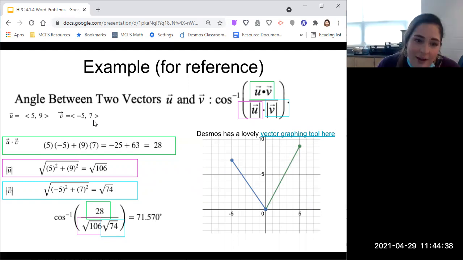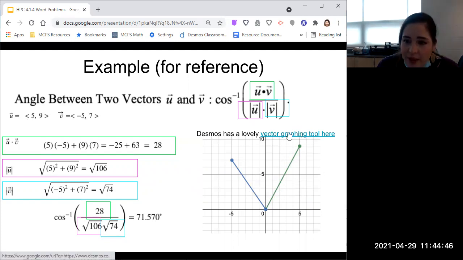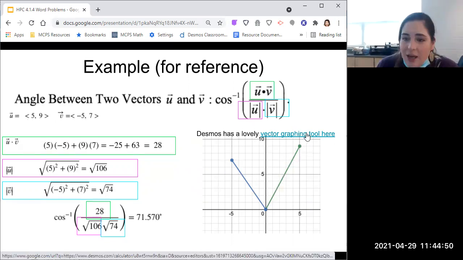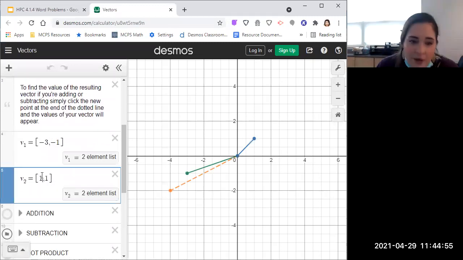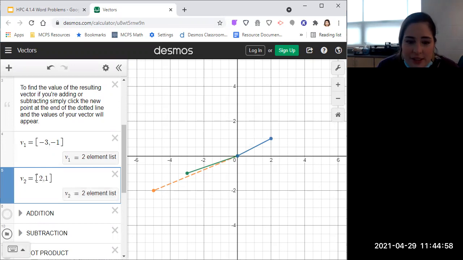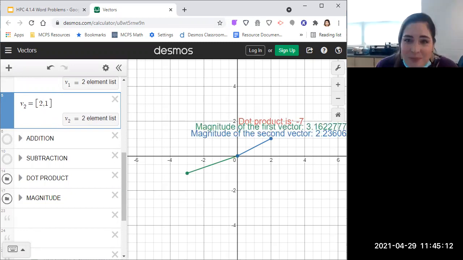So here's an example. We've got vector u in the direction of 5, 9. We've got vector v in the direction of -5, 7. And I actually just have a little sketch of what these vectors look like. If you want, again, this is in the slides, it's linked, but Desmos has a lovely vector graphing tool. If you click on it, you can change the vectors if you want, right? You could change to 2, 1. You could just see what they look like. And then you can click on what the sum of the vectors is. If you subtract the vectors, what you get, what their dot product is. Look at that, isn't that cool? Magnitude of both vectors, super awesome.